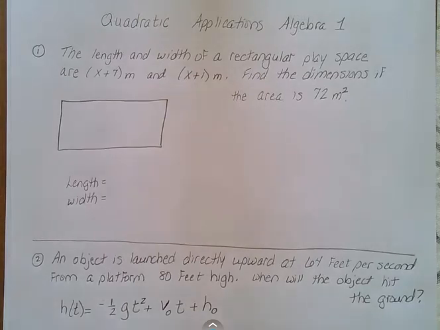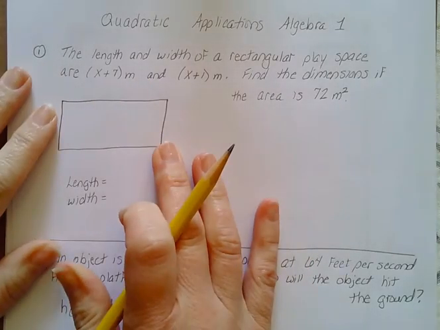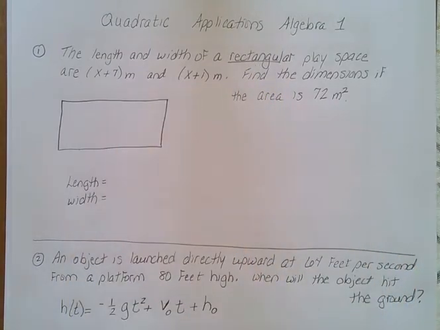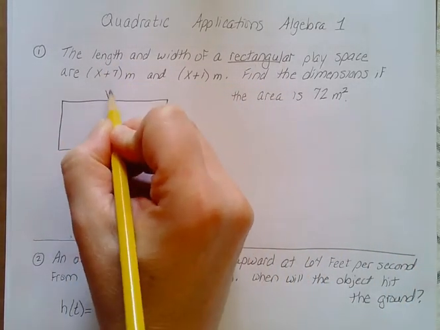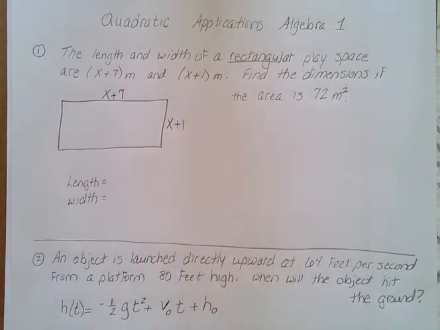Right now we're going to try a couple of application problems where we are going to be solving these quadratics by factoring. Let's begin with this first one. The length and width of a rectangular play space are, well, I'm going to draw it in. If this picture wasn't here, first thing I would do as soon as they say rectangular is draw this rectangle. So my length is x plus 7. My width is x plus 1.